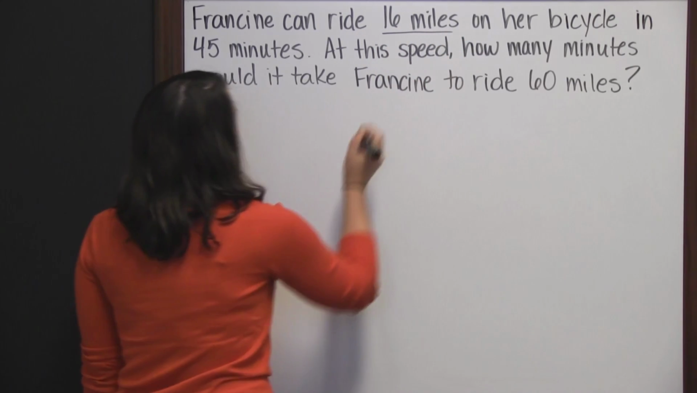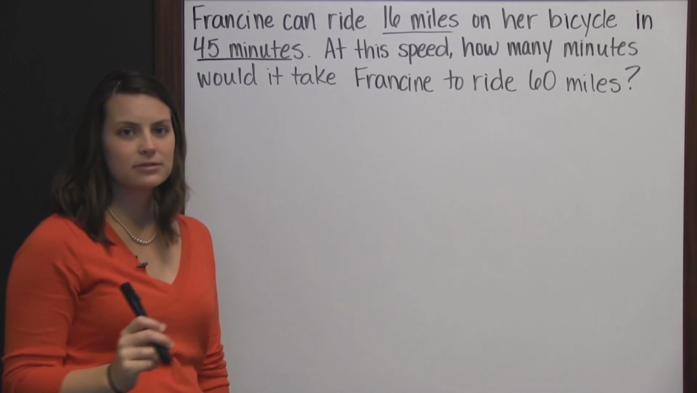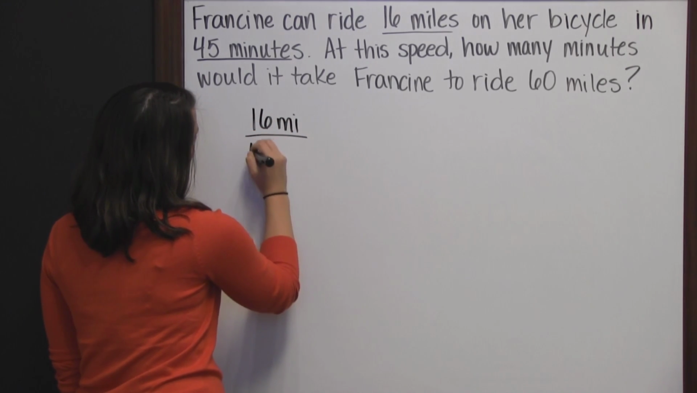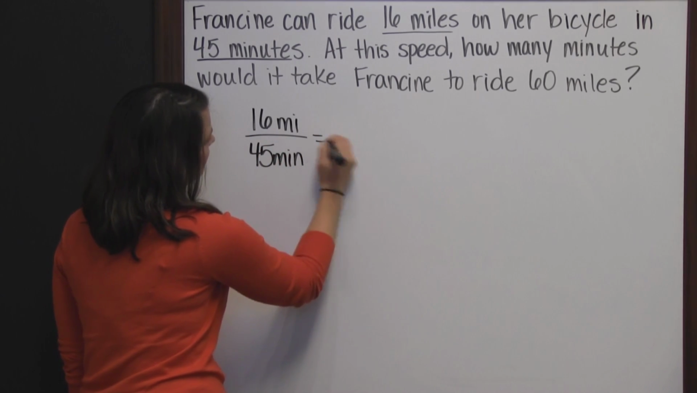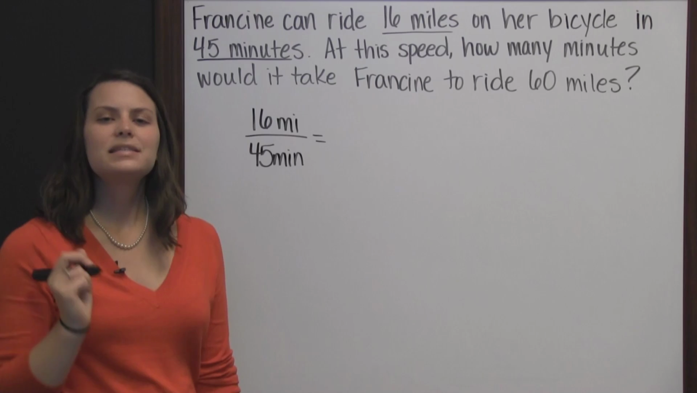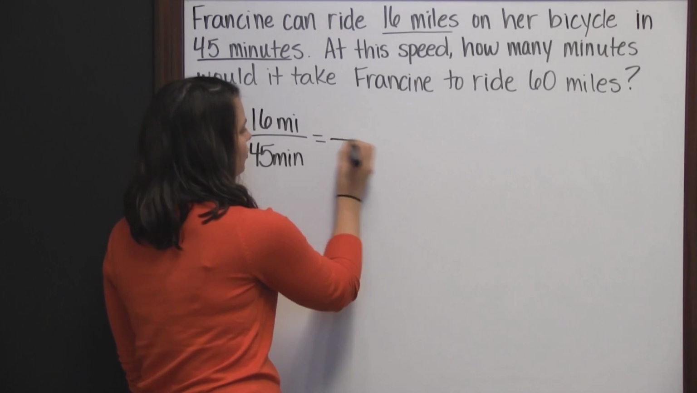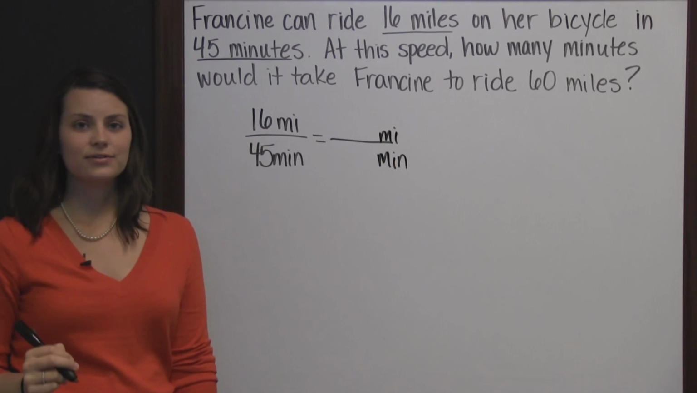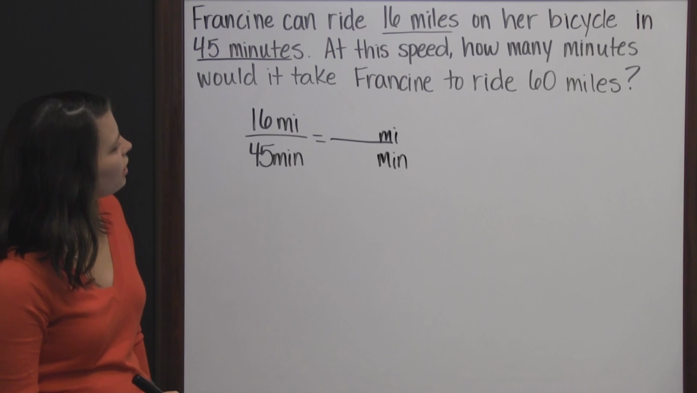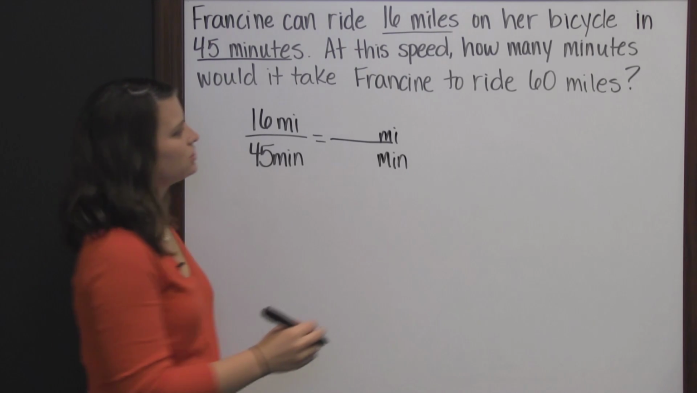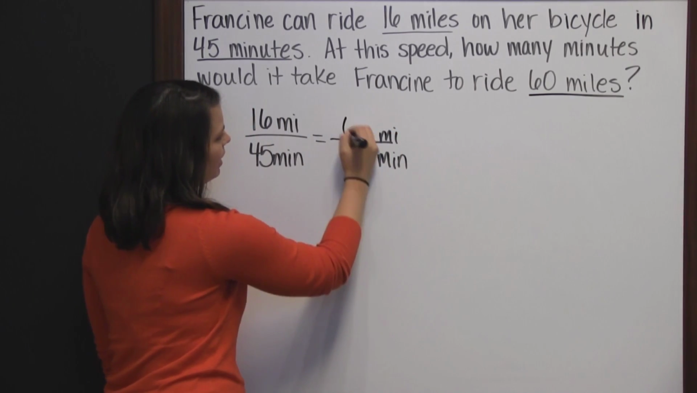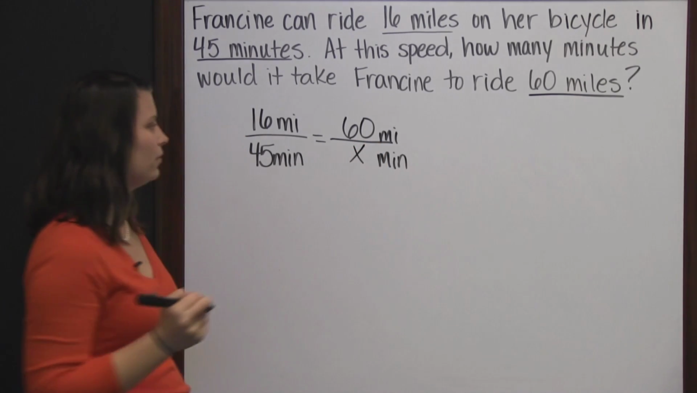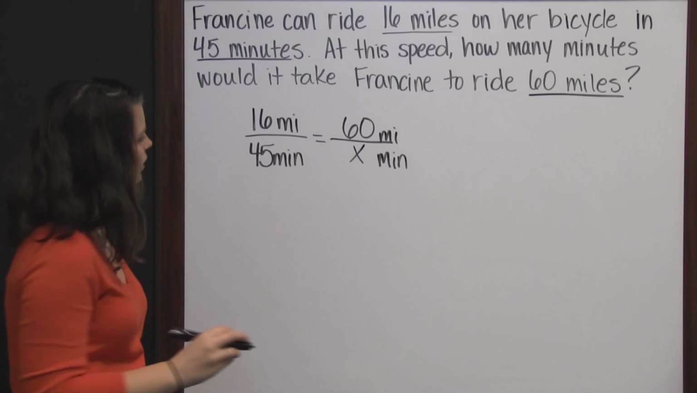First, I know that Francine can go 16 miles in 45 minutes. That's going to be my first ratio. So I have 16 miles in 45 minutes. And the key to setting up a successful proportion is to be consistent. So since our first ratio, we have miles to minutes, then our second ratio will also be miles to minutes. So they want to know how many minutes it would take Francine to ride 60 miles. So my miles is 60, and my minutes is what I'm trying to find, so that's where I'll put a variable. To solve a proportion, we cross multiply.